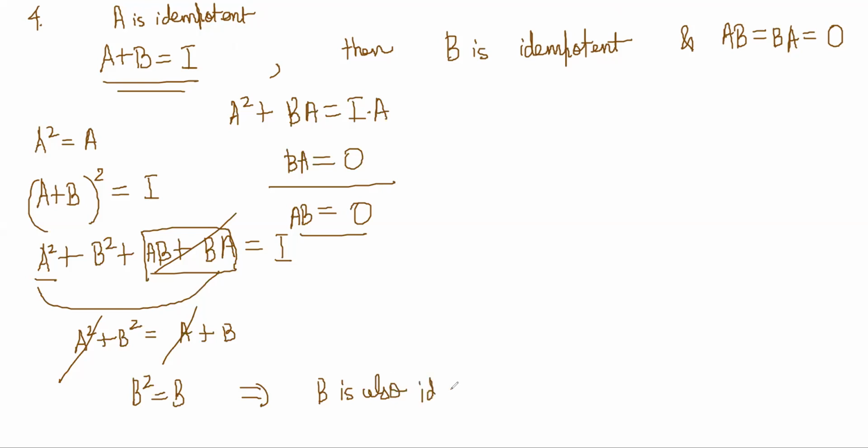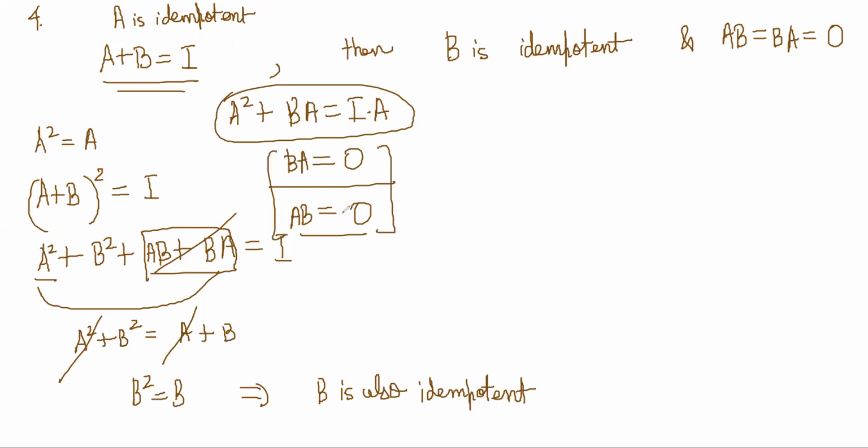Okay, so there are many ways in which you can prove this, but clearly this was a crucial step to prove that AB and BA is equal to 0. And after that you multiply and check, right?